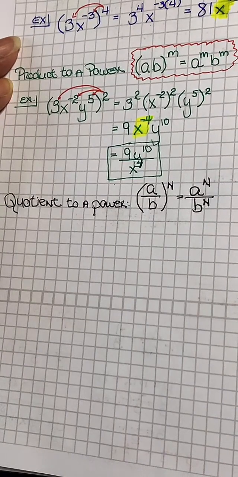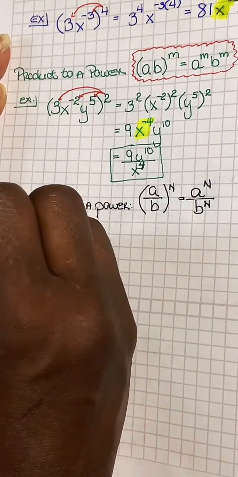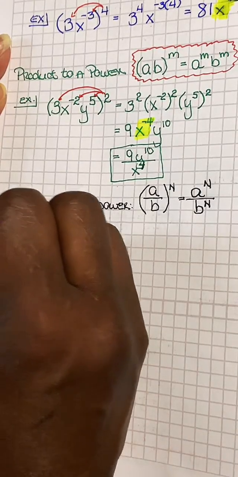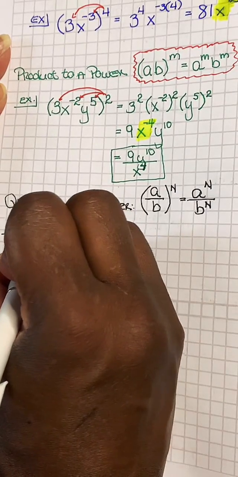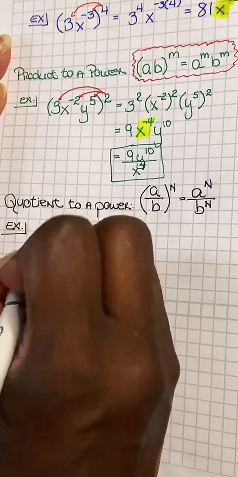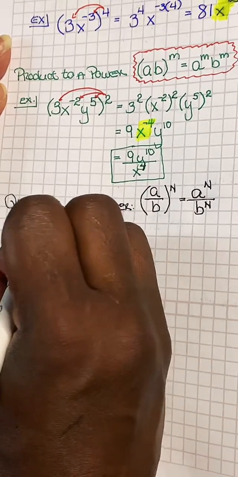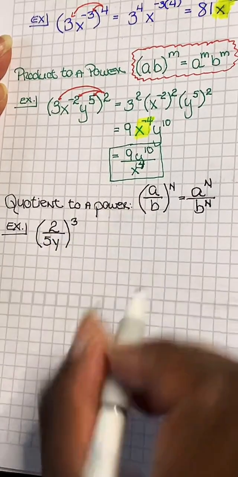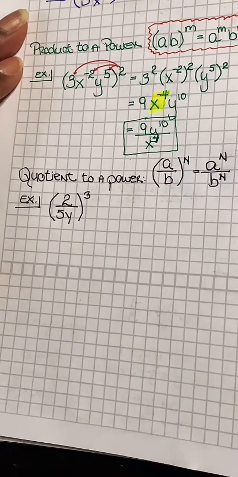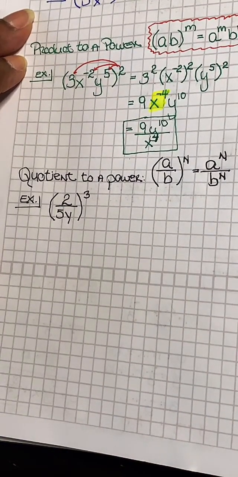So, let's take a look at this one. We have our 2. I'm obsessed with 2s lately. I don't know what's going on. 5y, and let's say to the 3rd power. So 2 over 5y raised to the 3rd power.